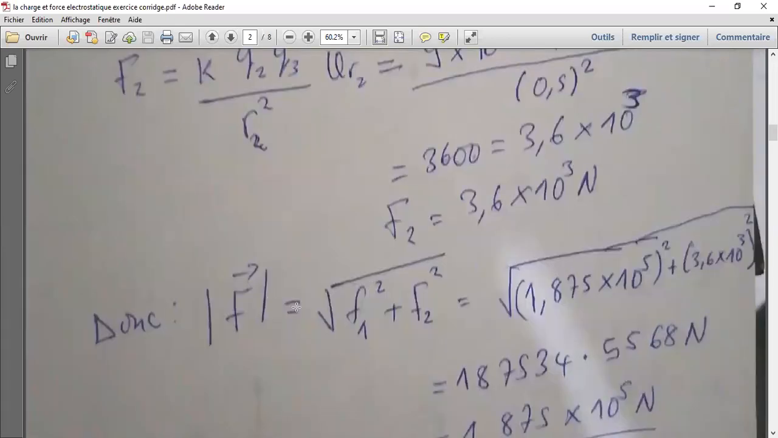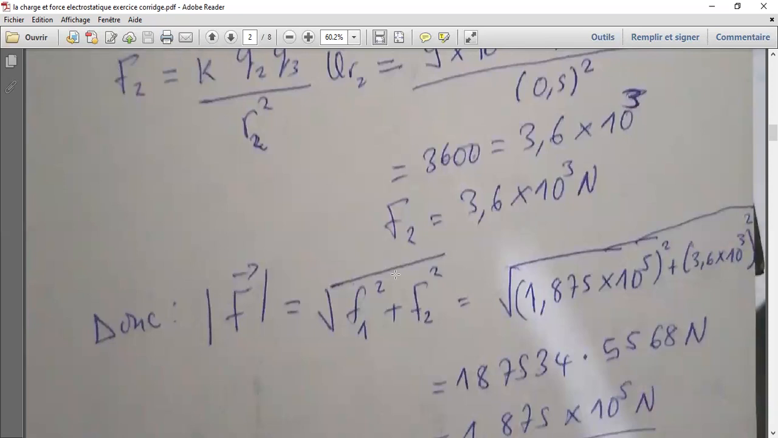So the module of F is equal to the square root of force 1 squared plus force 2 squared. You see that your U_R, your U1 and your U2 will disappear. Why? Because most of the time when you square the unit vectors, it always gives you 1. That's the rule. It always gives you 1. That's why you see them disappearing.